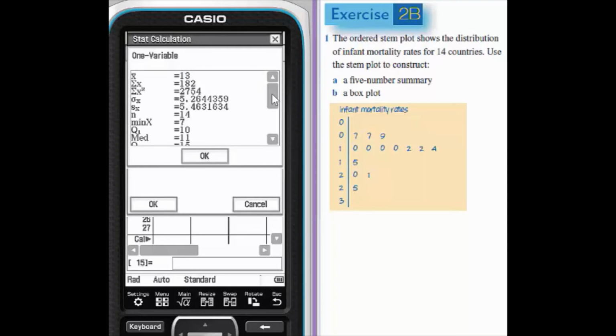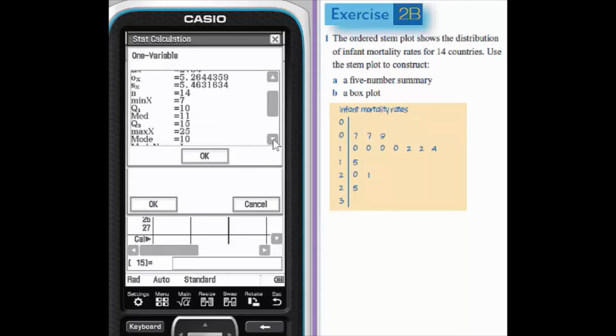Now, there's some information that will be useful later on that this question hasn't asked you for. So I'll explain what that is. This X bar here, that's the mean. So it says here the mean is 13. This SX here, that's standard deviation. Now we're going to talk about that soon. Standard deviation for this is 5.463, whatever.